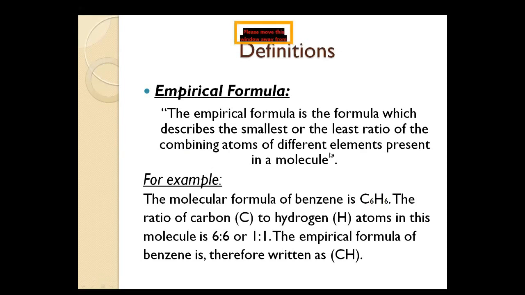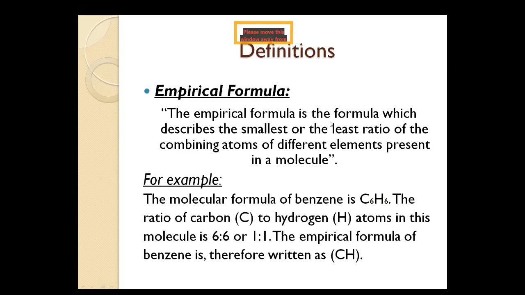For example, we are considering benzene. Its formula is C6H6. Now, the ratio of carbon to hydrogen atoms in this molecule is 6 to 6, or simply 1:1. The empirical formula of benzene is therefore written as CH. So the empirical formula only tells us which elements are present in what simplest ratio, but does not give the exact number of carbon or hydrogen atoms. That's why it's not as authentic as the molecular formula.